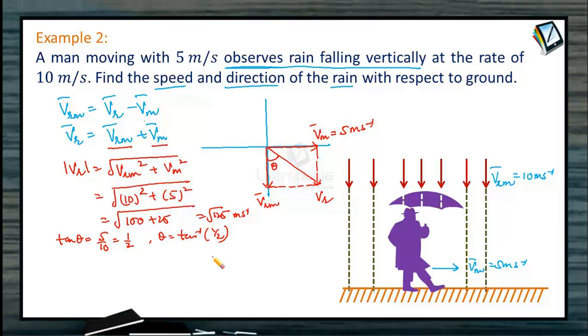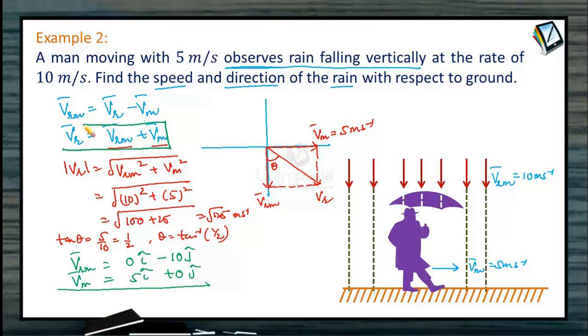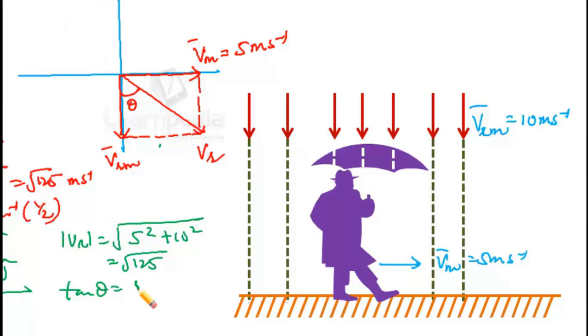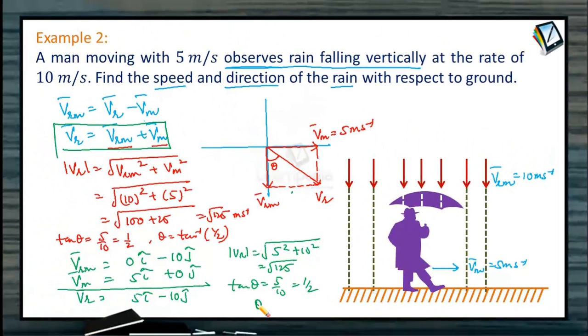Mathematically, by using the vectors, let us draw velocity of rain with respect to man. That is given to us as 0 i cap minus 10 j cap. Velocity of man will be 5 i cap plus 0 j cap. Now we need to add these two things as given in this relation. So velocity of rain will be now 5 i cap minus 10 j cap. This minus sign is coming because of negative y-axis. So magnitude of VR will be root of 5 square plus 10 square, root 125. And tan theta will be b by a. So 5 by 10, that is half. Theta is equal to tan inverse half.